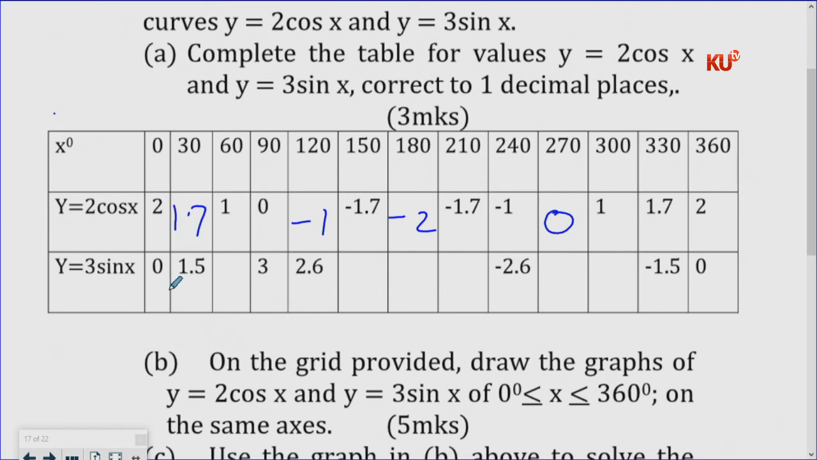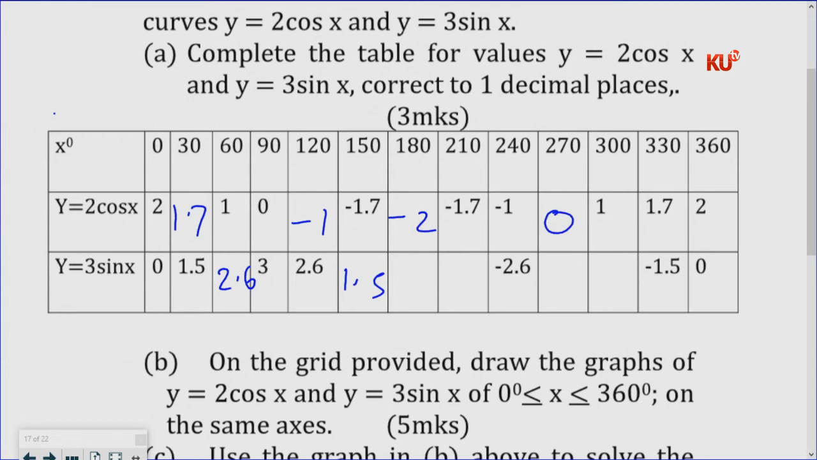Confirm sine 0, whether you'll get 0. Yes, it's 0, and that is what they are giving us. To save time, we'll move to 60 to get the values here. So you'll have 3 sine 60. Yes, my learner is telling me that it is 2.6. Very good. Let's move on to 150 very quickly. 150, that is 3 sine 150, that is 1.5. Thank you.